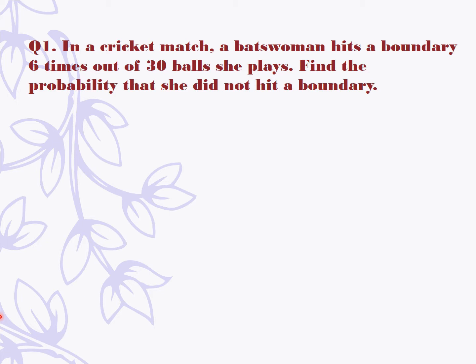So what we can see from here is that a batswoman has played 30 balls, out of which she has hit 6 times a boundary. But the remaining times she did not hit a boundary. Find the probability that she did not hit a boundary. We shall keep it in mind.